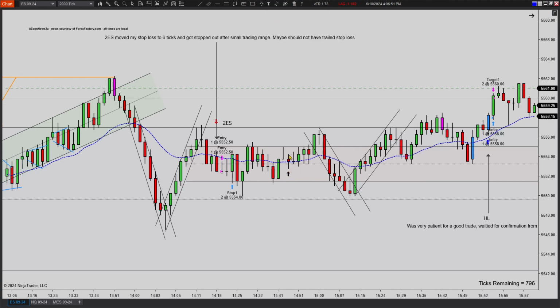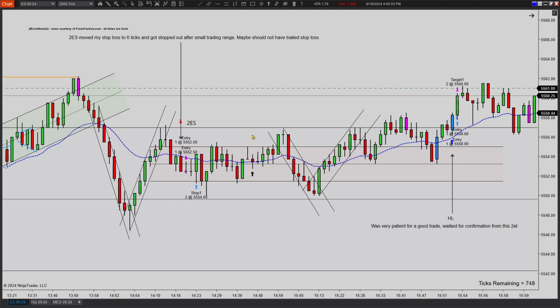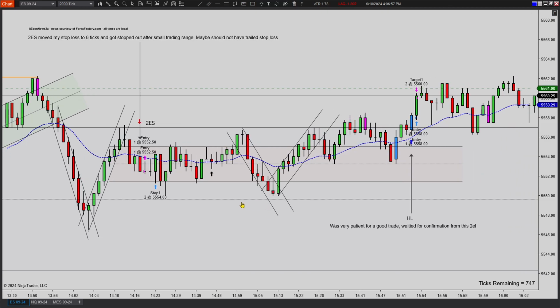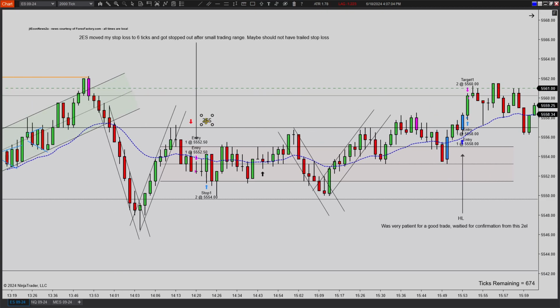And I think I would have taken this if this was a better signal bar, but I didn't see this until doing the chart review, so maybe you take that one. I was very patient here. I was making sure I did not revenge trade. I was really checking my emotions for today.